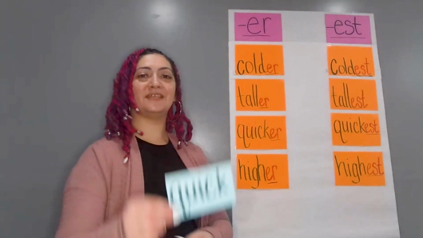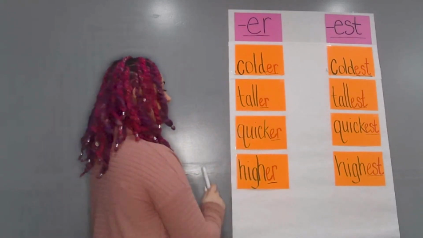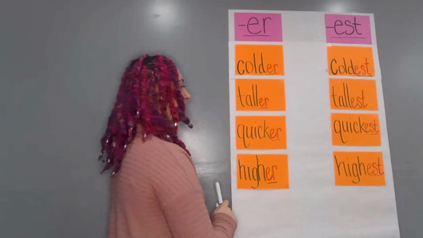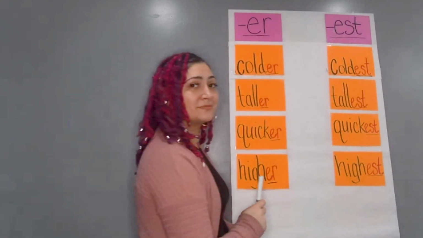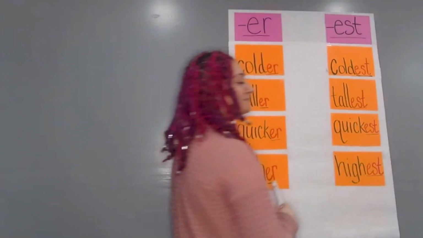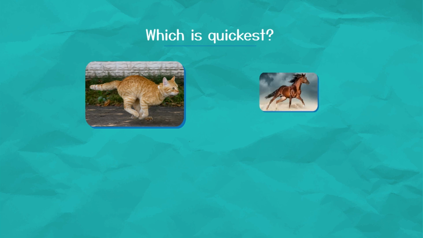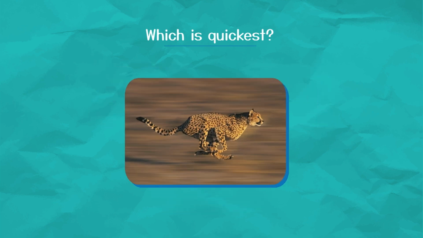Our next base word is quick. When we add the suffix er to our base word quick, we get the word quicker. What word? Quicker. And when we add est to our base word quick, we get quickest. What word? Quickest. You're going to see 3 animals pop up. There's a cat, a horse, and a cheetah. Which one of those do you think can run the quickest? For sure, that cheetah has to be the quickest of all.